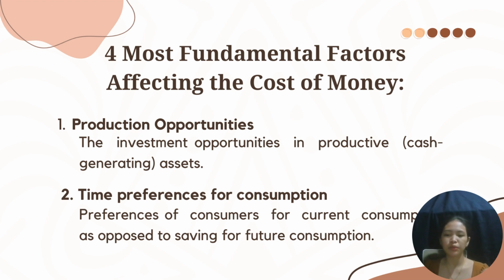Second, time preferences for consumption. Preferences of consumers for current consumption as opposed to saving for future consumption. This means how much you want to spend now compared to saving for later. So, if you like spending money right away and don't like waiting, you have a preference for current consumption. But if you're okay with waiting and saving up for something bigger in the future, you have a preference for future consumption.